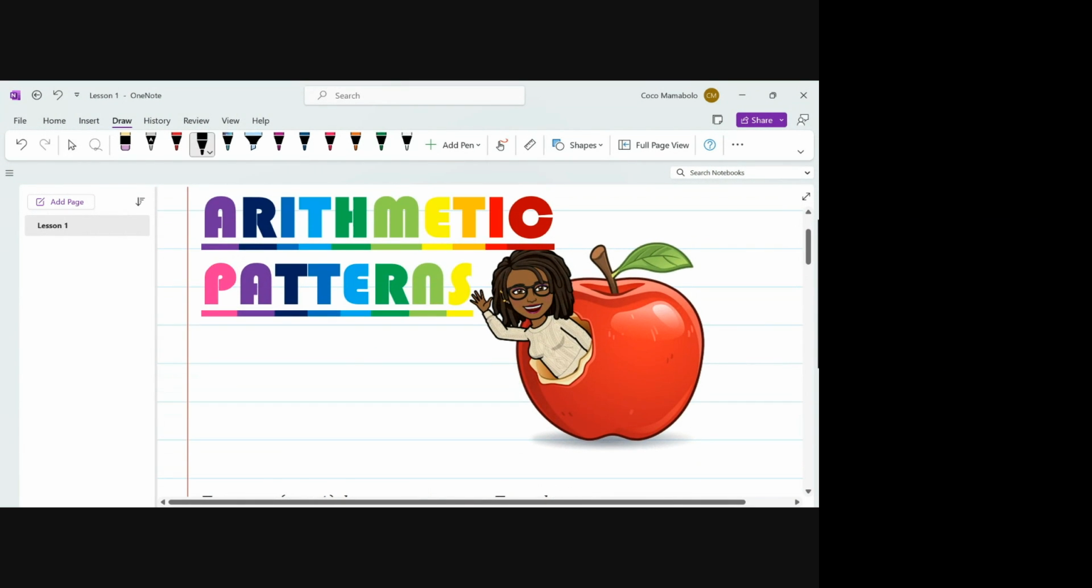So I'm going to write here 2, 5, 8, 11, dot, dot, dot. If anybody wants to unmute and tell me, what comes next in this sequence? What number comes next? 14, absolutely. The next number is going to be 14.